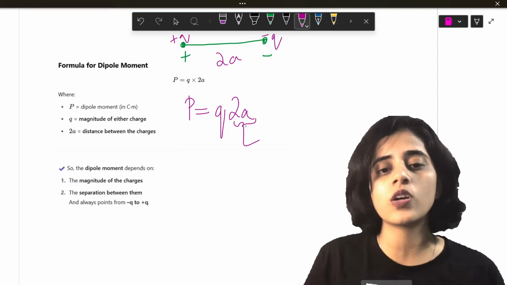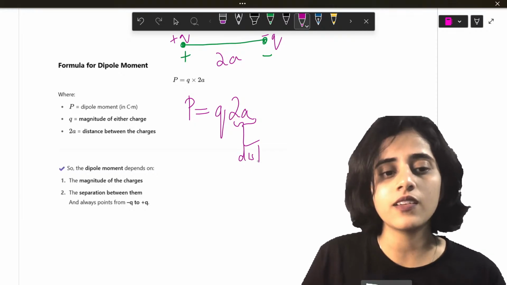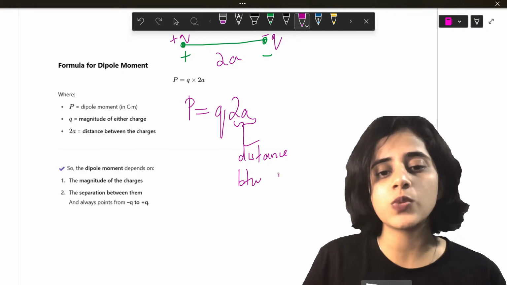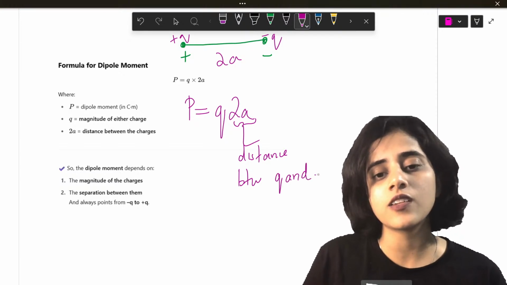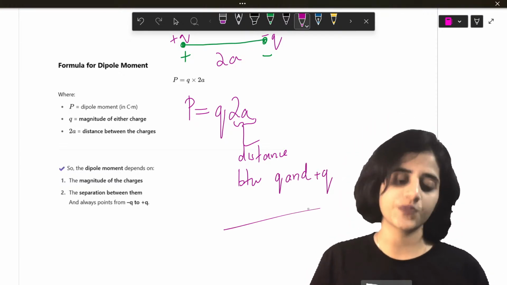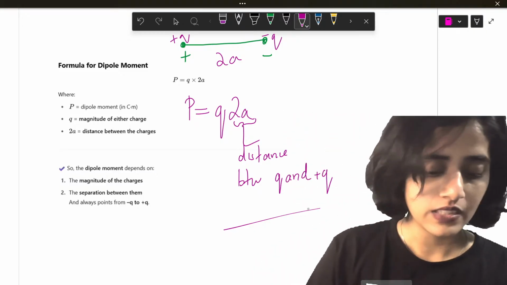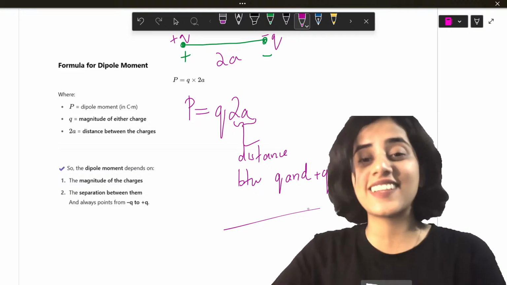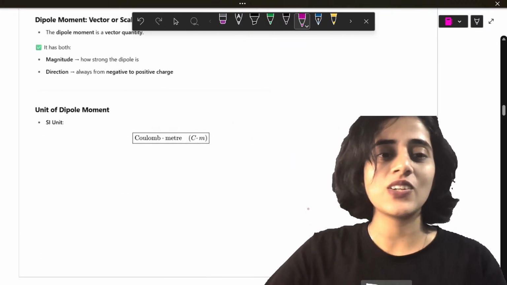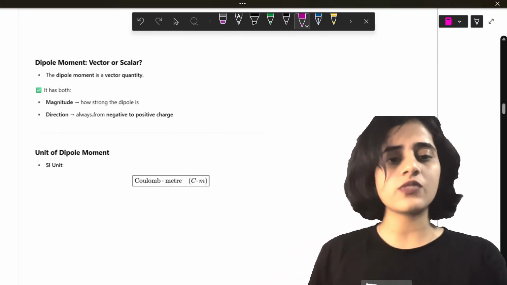So 2a is what? The distance between minus q and plus q. Okay? Is that clear? Yes? No? So yes, this we already discussed.